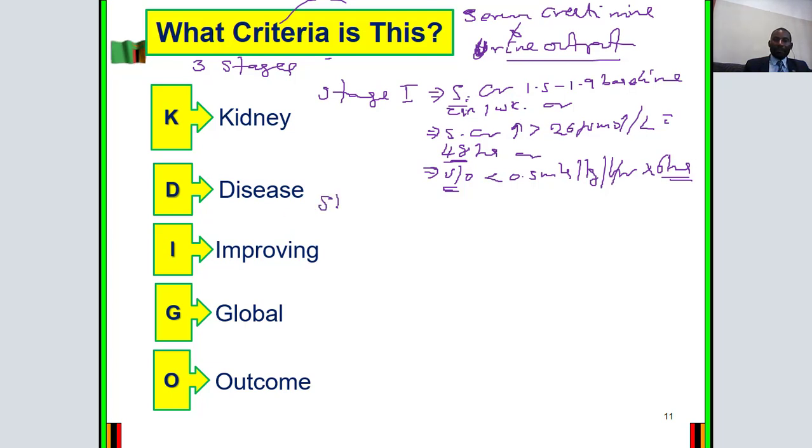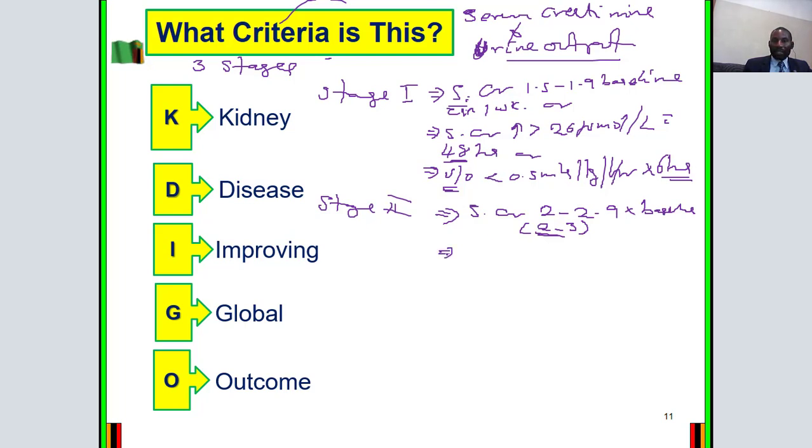Stage 2. So stage 2, serum creatinine is 2 to 2.9 times from the baseline. So when it increases from baseline 2 to 2.9 times, sometimes it's no harm for you to write 2 to 3 times from the baseline. That is stage 2.